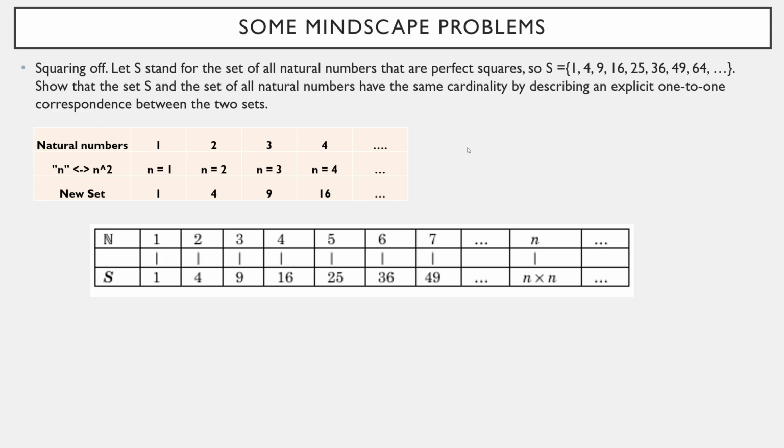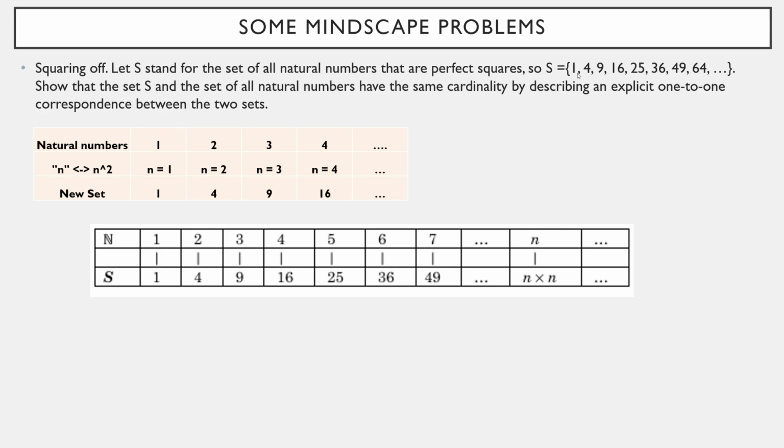Here's another one so you can see it. Let this new set S stand for the set of all natural numbers that are perfect squares, okay? So these are numbers like 1, 4, 9, 16, 25, 36, 49, 64, 81, 100, and so on. Show that set S and the set of natural numbers have the same cardinality, so there's the same number of elements, by describing an explicit one-to-one correspondence between the two.